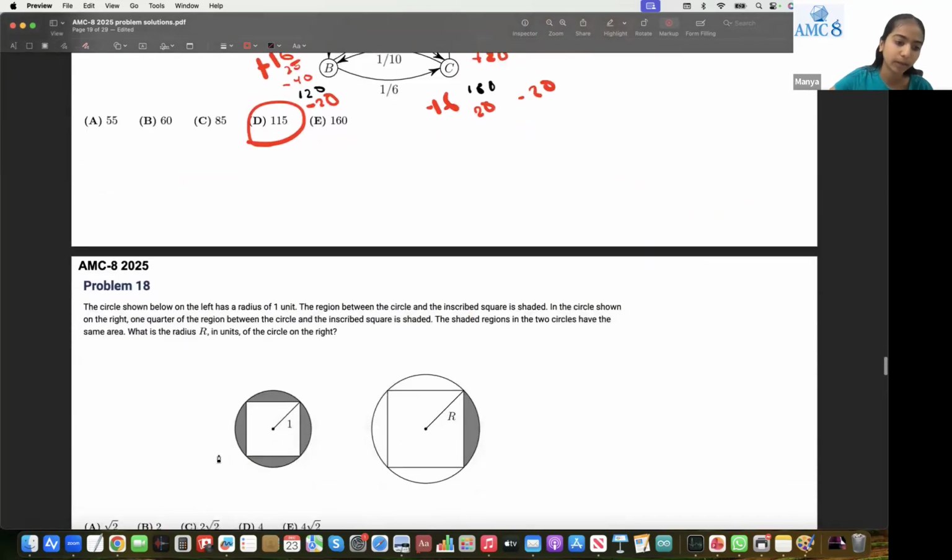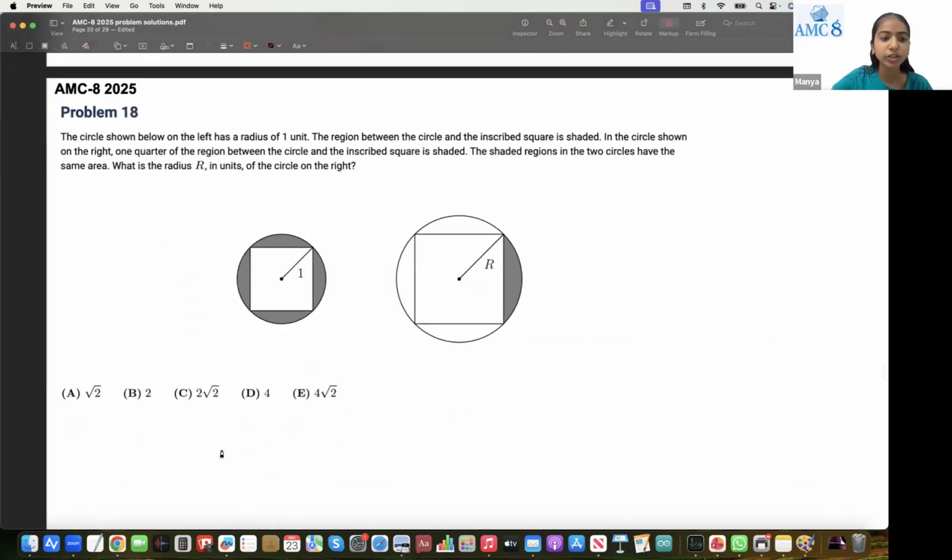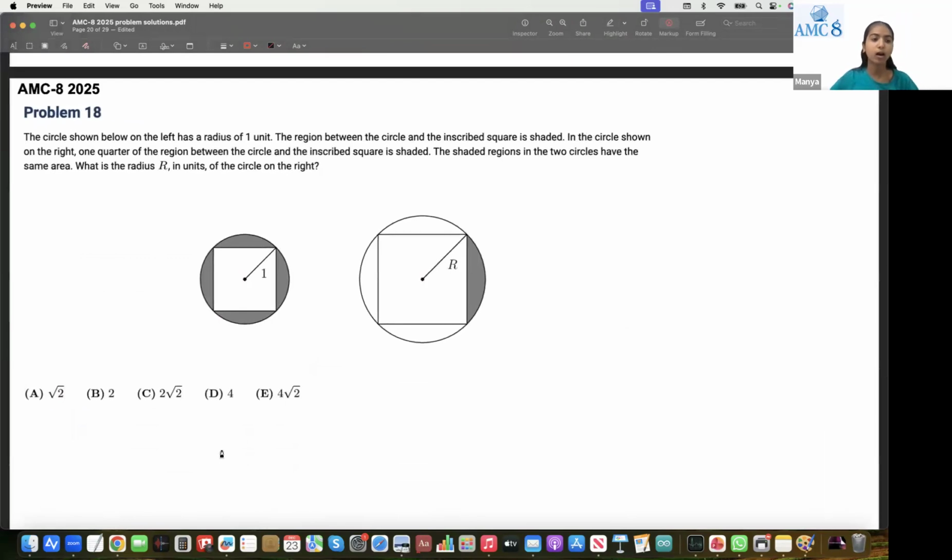And we can go to problem number 18 now. The circle shown below on the left has a radius of 1 unit. The region between the circle and the inscribed square is shaded. If the circle shown on the right has 1/4 of the region between the circle and the inscribed square shaded, the shaded regions in the two circles have the same area. What is the radius r, in units, of the circle on the right?